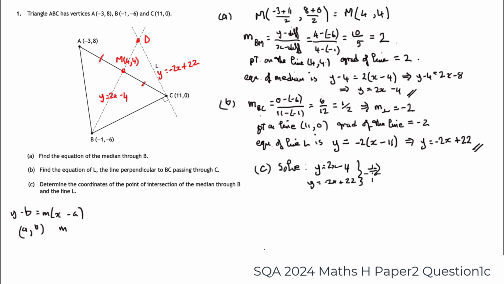And the easiest way to do that is, since these are both equal to y, we'll set them equal to each other, or if you like, instead of this y, we'll put 2x minus 4 instead of this y. So 2x minus 4 is equal to -2x plus 22. Let's add 2x to both sides, and then add 4 to both sides. So in that case, we've got x being 26 over 4. 2's cancel, that's 13 over 2.